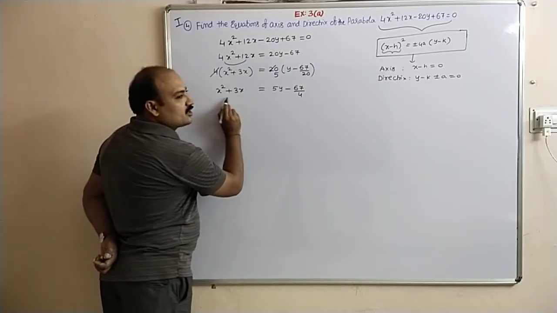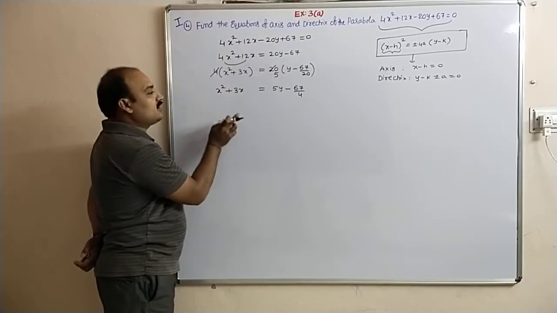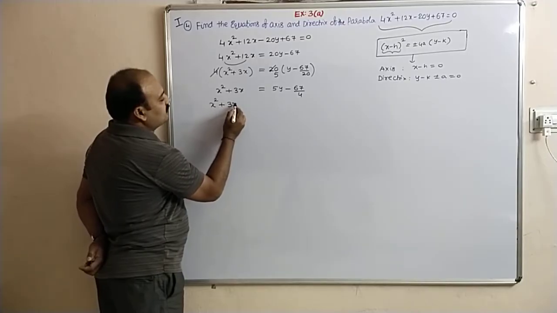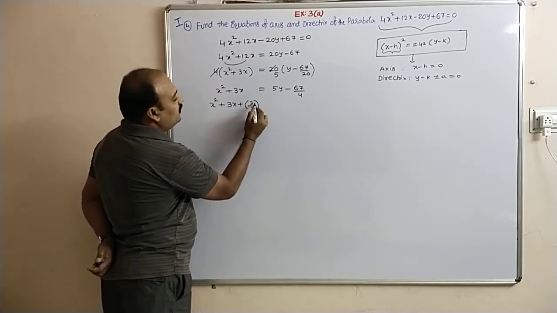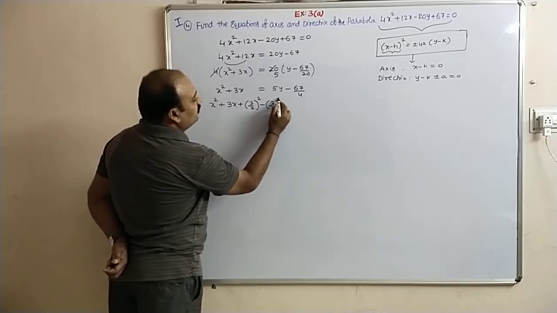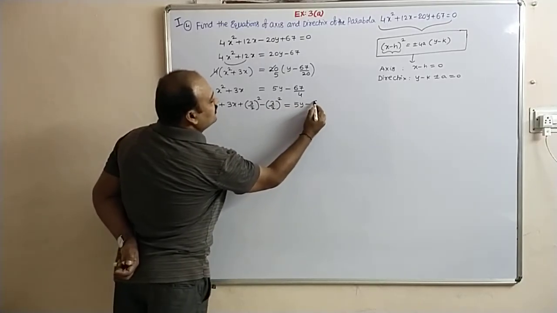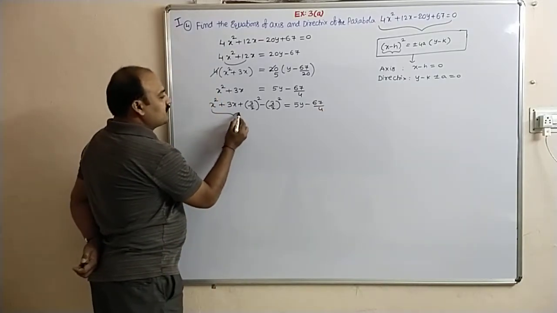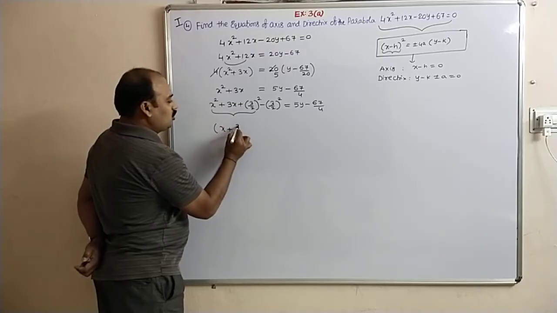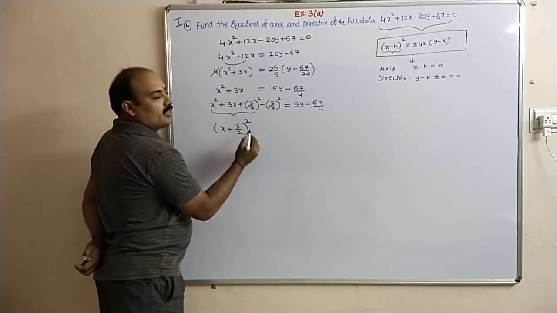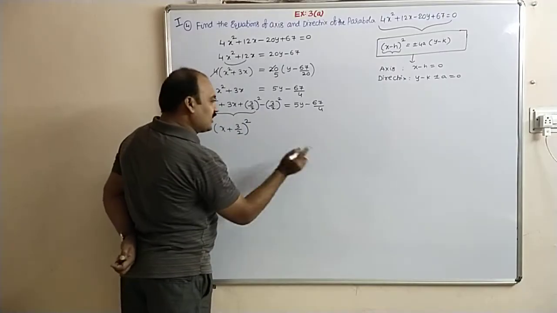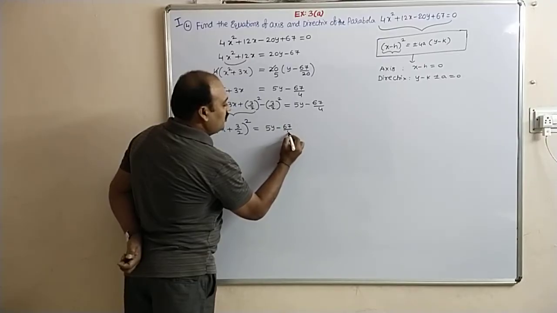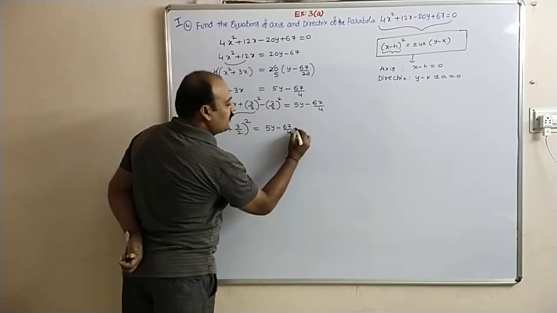After that, to make the perfect square here, adding and subtracting the square of half of the x coefficient. So x squared plus 3x plus 3 by 2 whole square minus 3 by 2 whole square is equal to 5y minus 67 by 4. The first three terms are the expansion of x plus 3 by 2 whole square. And minus 3 by 2 whole square we take this side, we will get 5y minus 67 by 4 minus 9 by 4, we can take this side plus 9 by 4.